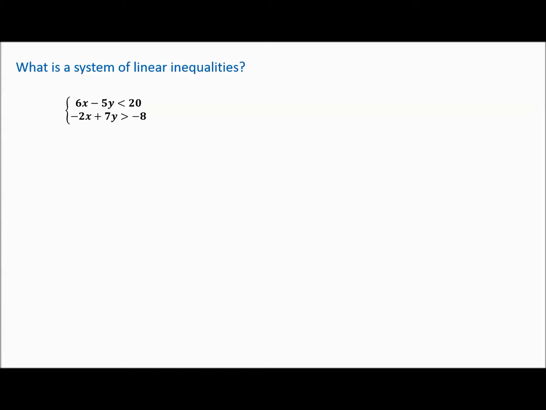Here we go. That is a system of linear inequalities. That's an example. So notice you have the inequality 6x minus 5y is less than 20, and negative 2x plus 7y is greater than negative 8. Now I know this is linear because the x is raised to the first power, the y is raised to the first power, and that's for both equations. So if this is the situation you have, you're dealing with straight lines. And then finally, the inequality, you've got a less than and a greater than.